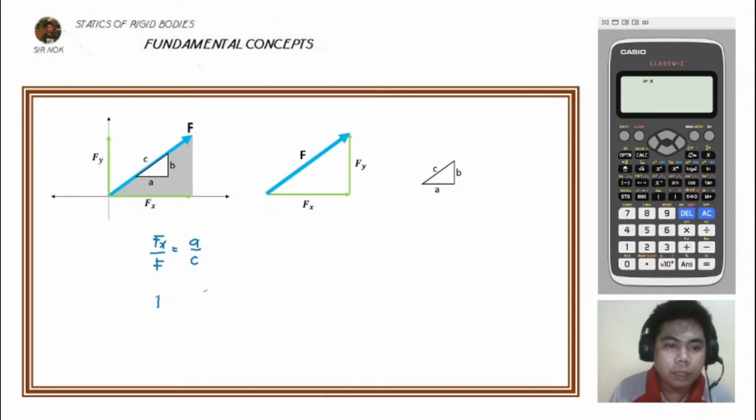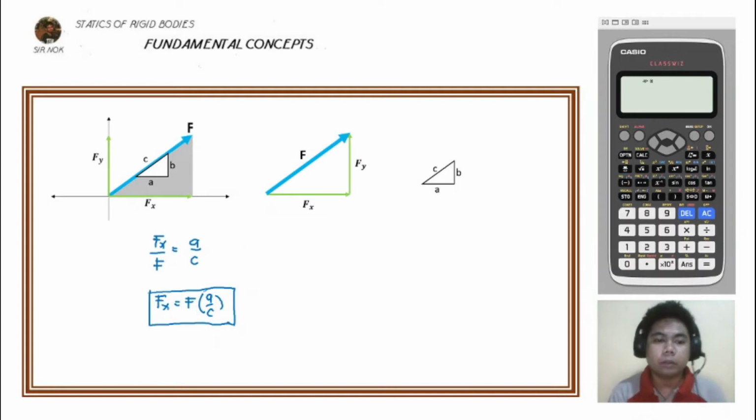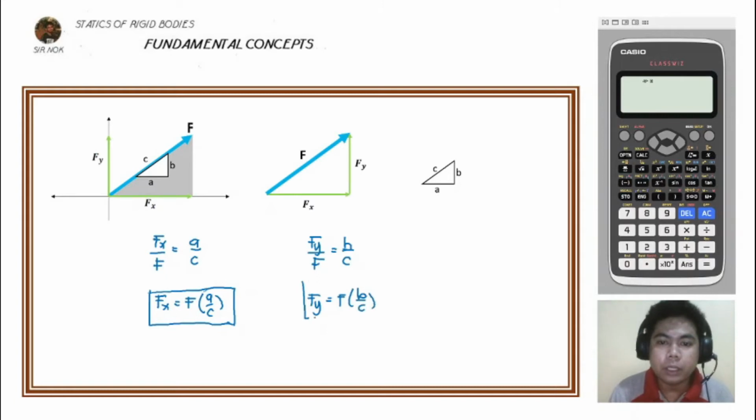So cross multiply. So x component is equal to F times A over C. So we have the formula for the x component. The next, y component over force F is equal to, so y component corresponds to B, so B over C. So solving for the magnitude of y component, cross multiply. So we have y component is equal to F times B over C.